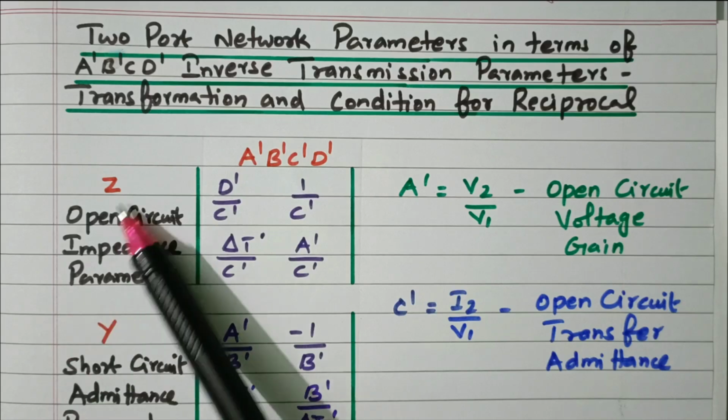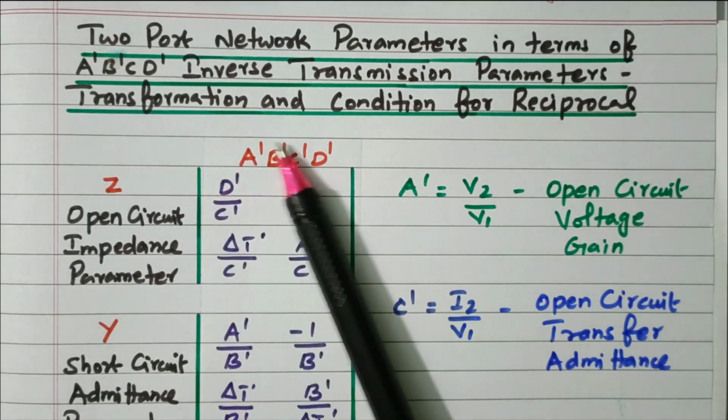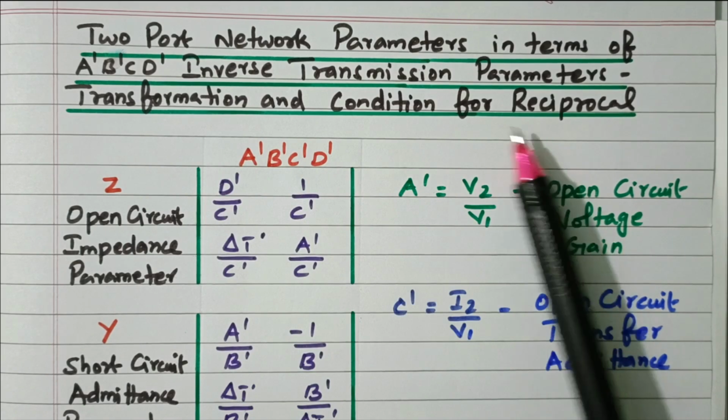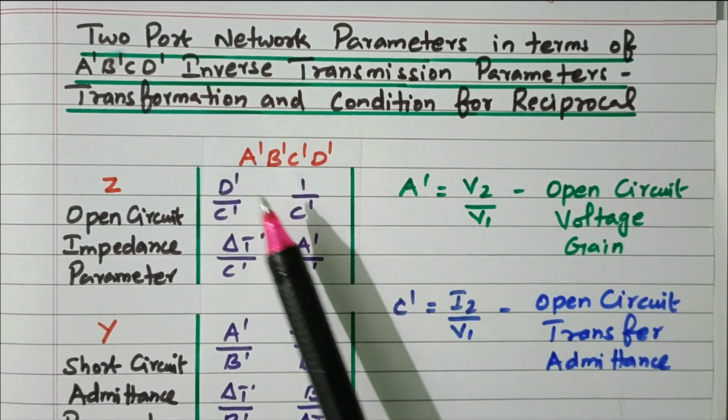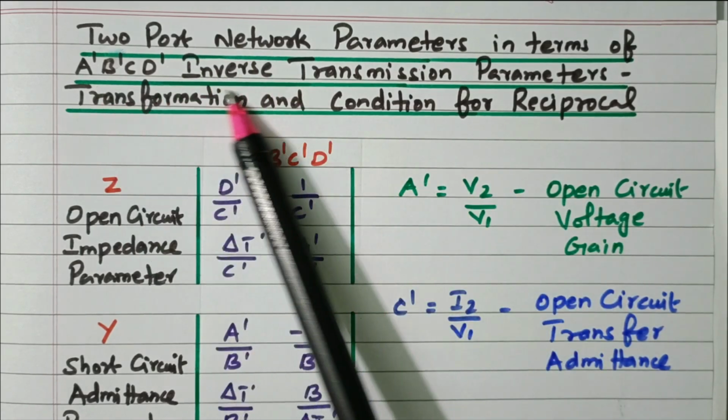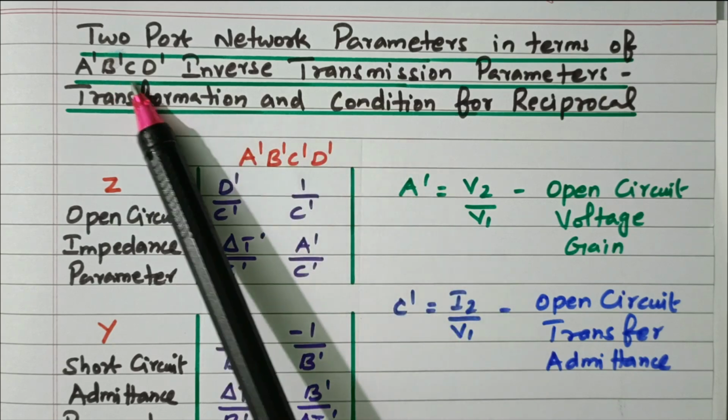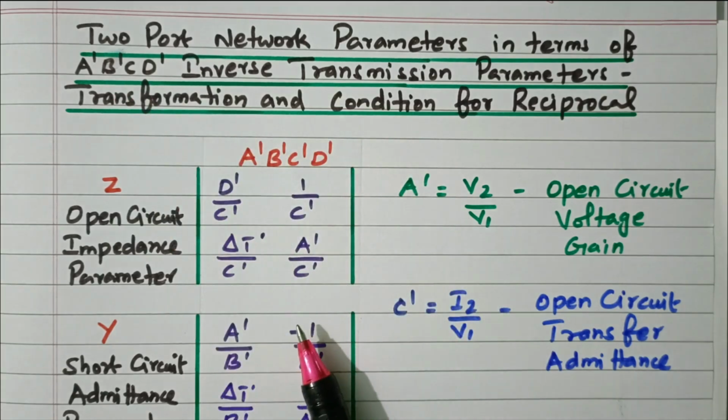Welcome viewers. In this video we will see the transformation and condition for reciprocal of a two-port network for the inverse transmission parameters A dash, B dash, C dash and D dash.